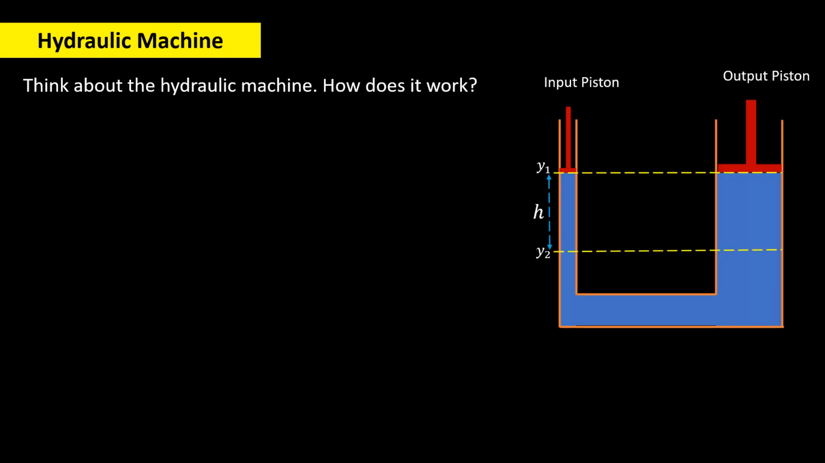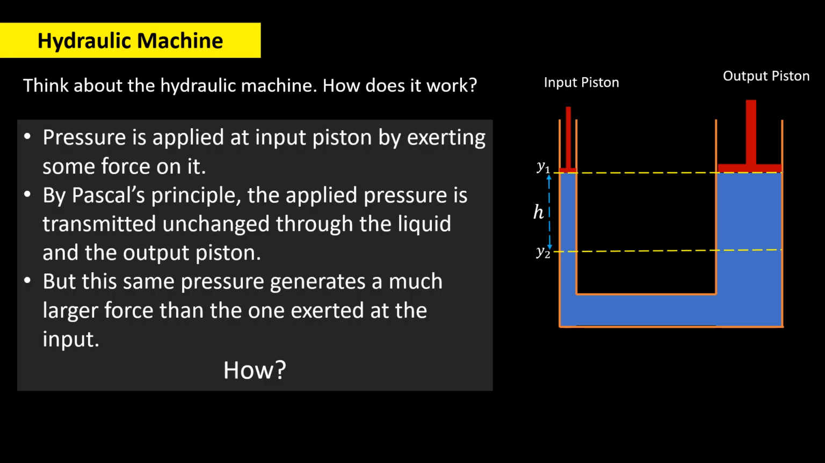Now let us see how it can be applied in a hydraulic machine. Think about the hydraulic machine. How does it work? So a simple sketch here to illustrate a hydraulic machine has the input piston and the output piston, and an incompressible liquid is trapped between the two pistons. If you look at the cross-section area, the pistons are not the same. There is a reason here.